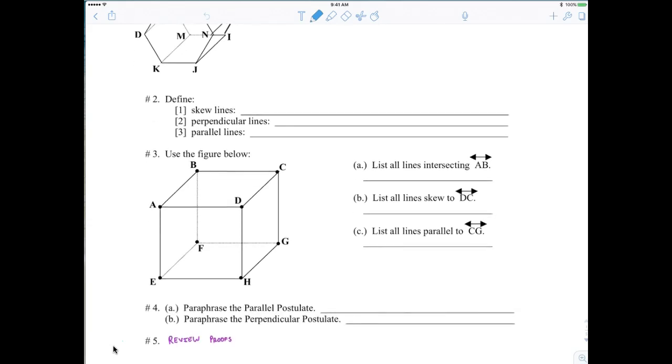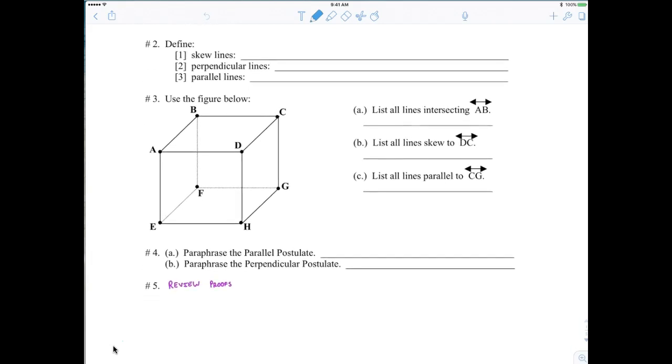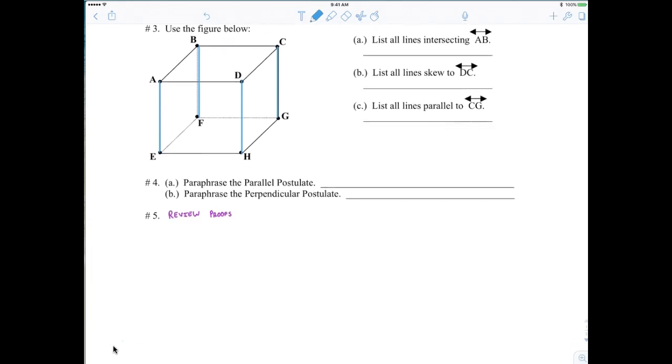Hold on. Oh, question number 3 right here. I was looking at parallel. So, all parallel lines to CG, right? So I would highlight CG, and then all of them that are perpendicular would be parallel. Yeah, that's what I thought. So those 3. What does it ask you to do on number 4? So paraphrasing the parallel postulate.